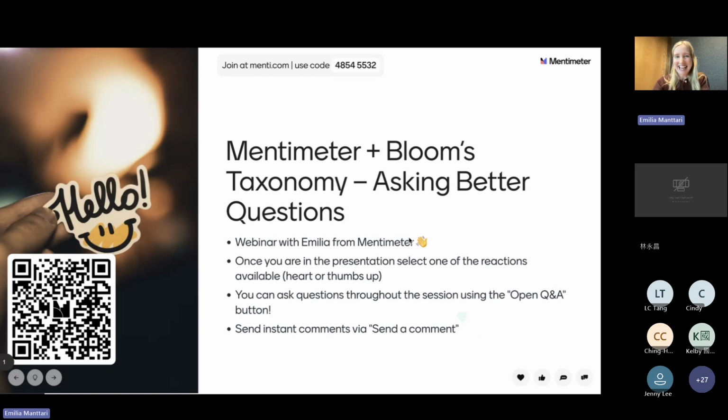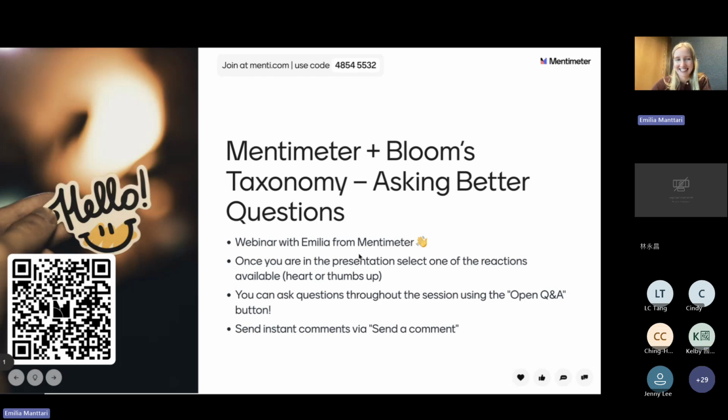Great. So today we will be talking about Bloom's taxonomy and Mentimeter. And really the key to today's session is helping you ask better questions, combining Bloom's taxonomy with Mentimeter. And like I mentioned, my name is Emilia, and I'm your dedicated customer success manager.